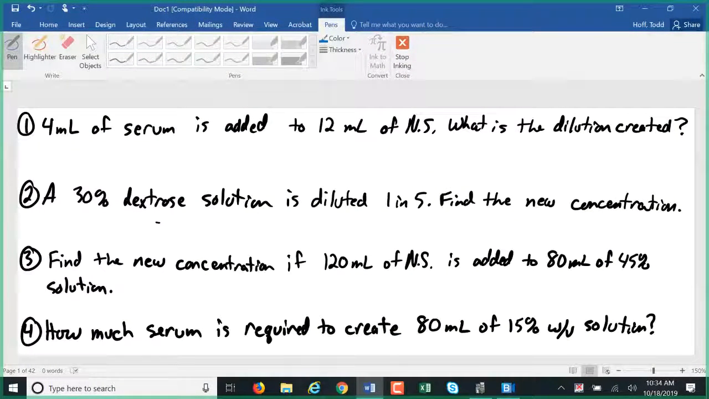Okay, so for the first one here, 4 milliliters of serum is added to 12 milliliters of saline. What is the dilution created? Remember, the first number in our dilution is the amount of serum. The second number is the amount of total solution.